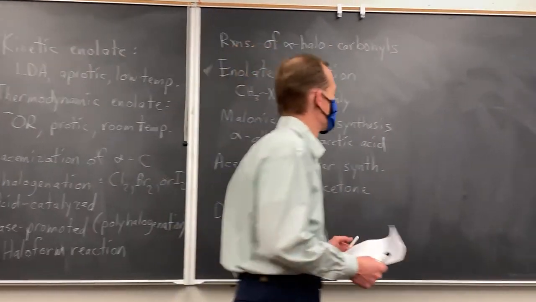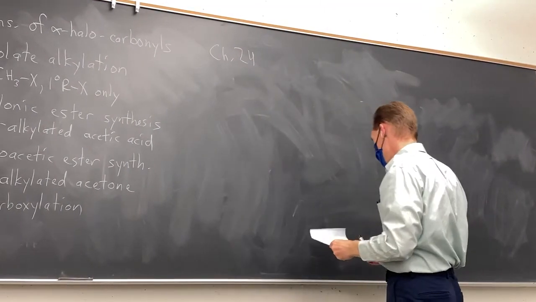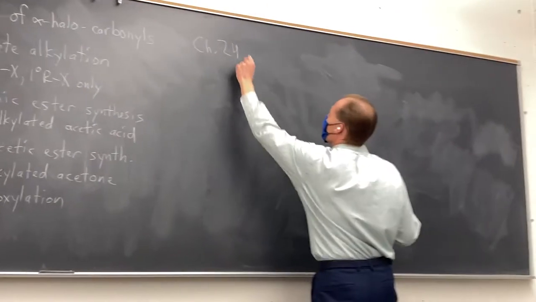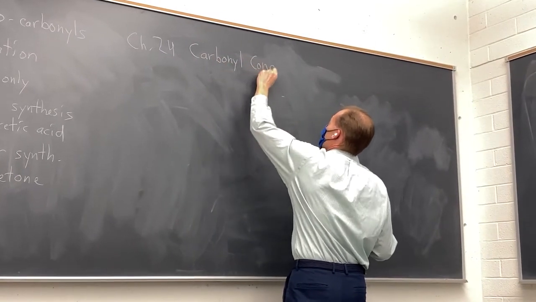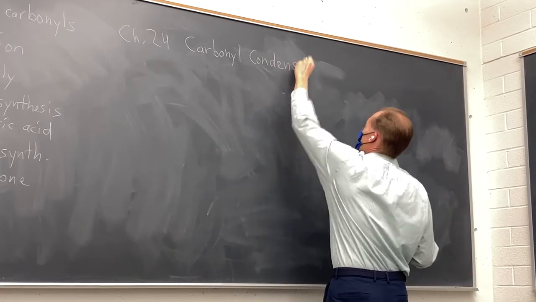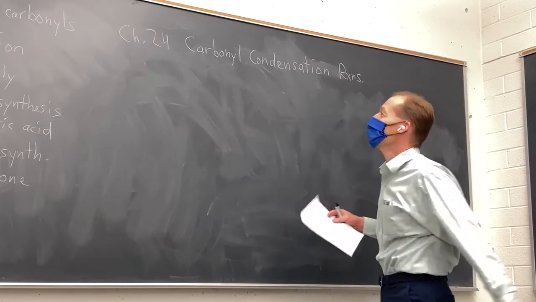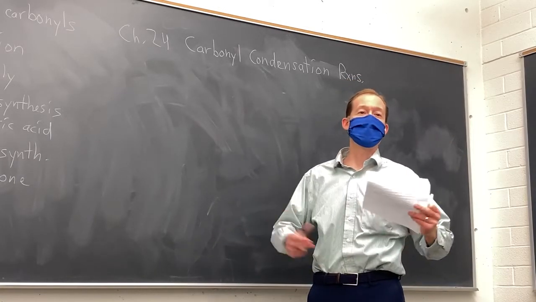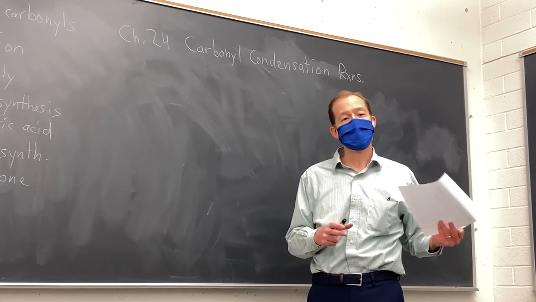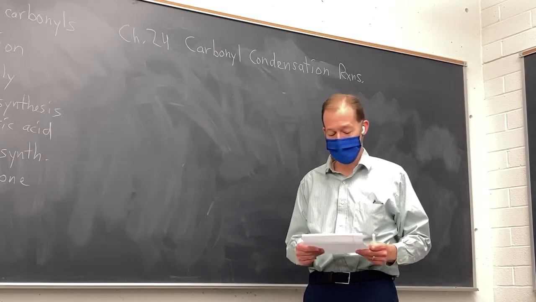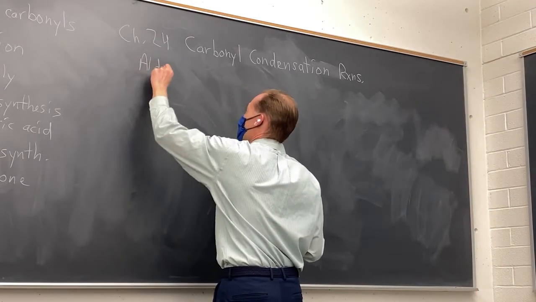Let's take a look at chapter 24 now. We'll start that over here. So chapter 24 was entitled Carbonyl Condensation Reactions. So these were more reactions of enols and enolates as nucleophiles, but they involved reaction with carbonyl compounds, other carbonyl compounds as the electrophiles. And we started out with the aldol reaction.